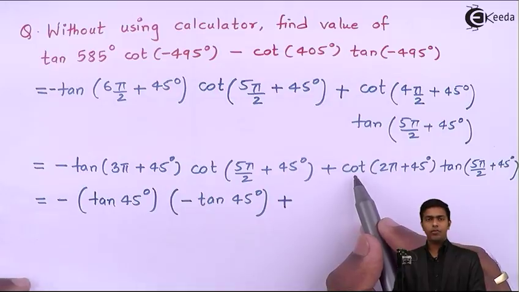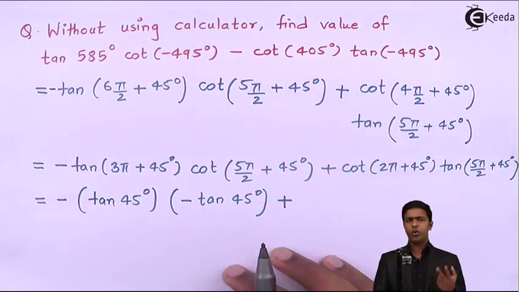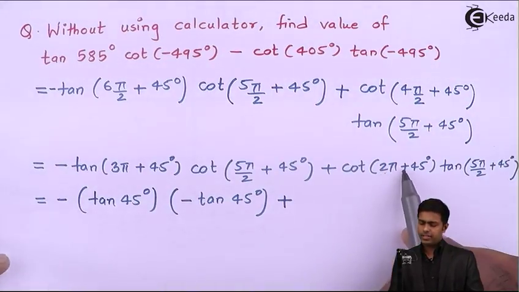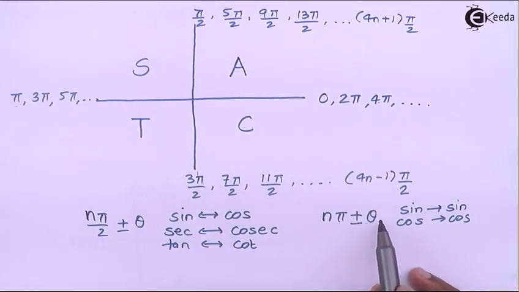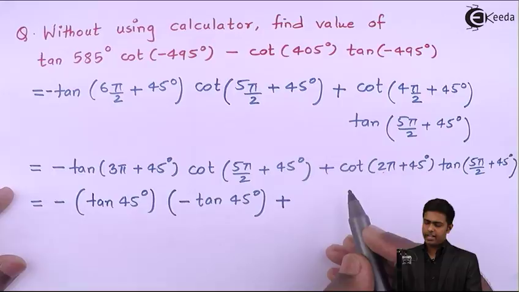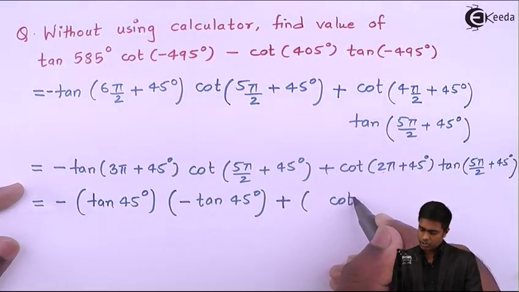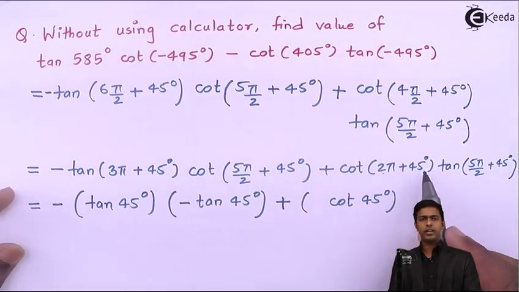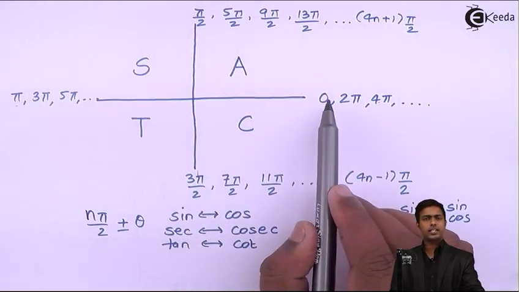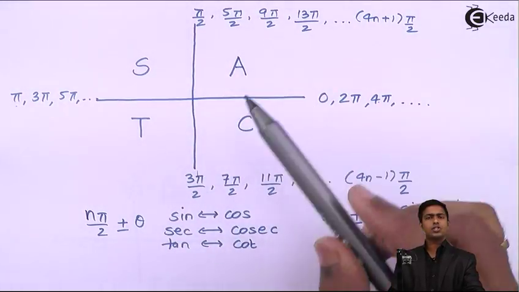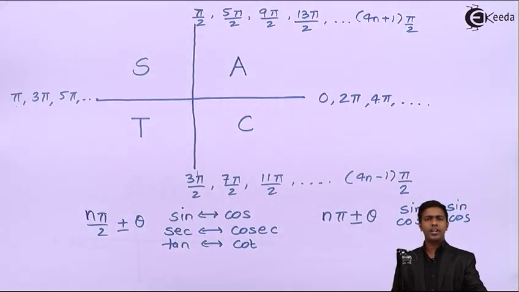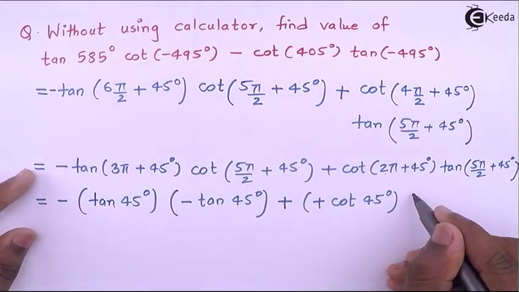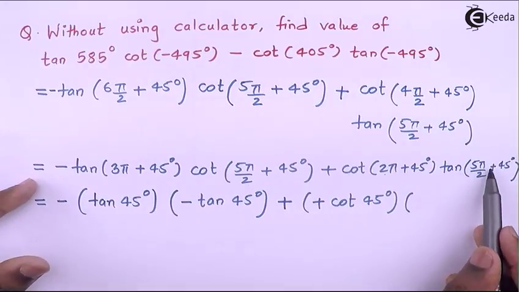Plus, now here we have cot of 2 pi plus 45. Again we will follow the two steps, that is identifying the quadrant and then the sign. This is in the format of n pi plus or minus theta. So sine remains sine, and hence this cot remains cot. Now let's see where this angle lies. 2 pi plus 45 degree. 2 pi means the positive direction of the x-axis, plus 45 means the angle will lie in the first quadrant, and in the first quadrant all trigonometric functions are positive. So therefore cot will be positive, and in the end we will see tan of 5 pi by 2 plus 45.